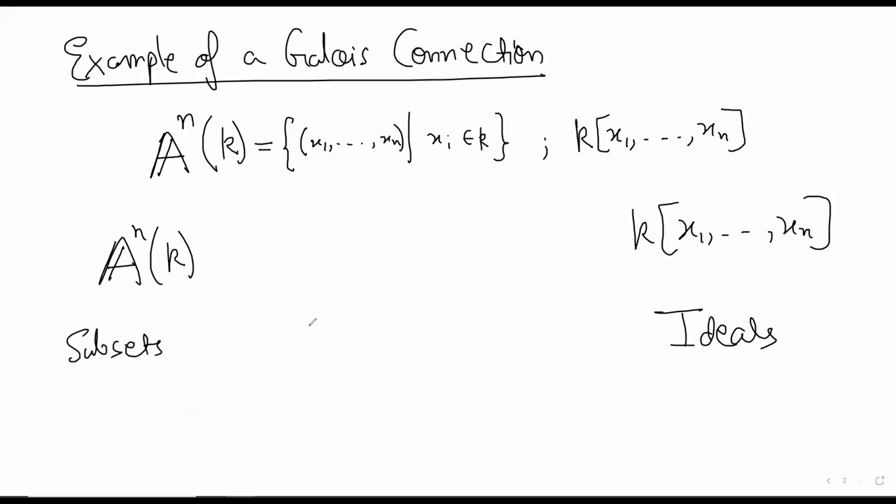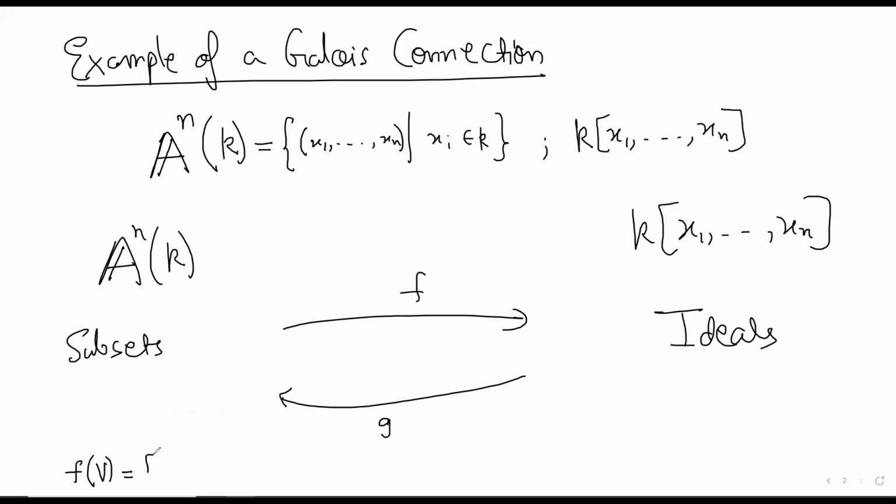Now there is a very obvious, very natural f and g. What is it? So f of a subset here, let's call it V, is just going to be the collection of polynomials P such that P of V is equal to 0. And this is going to be an ideal and so on. And then you look at g of an ideal.